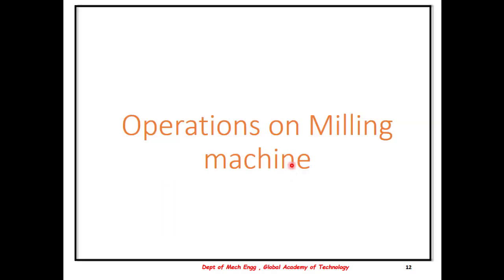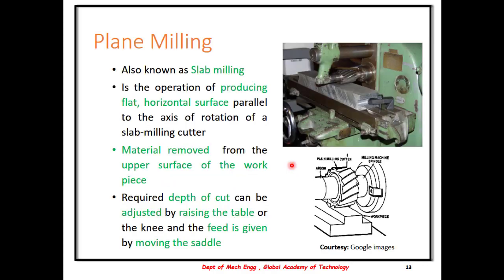Now let us look at the various operations done on the milling machine. The first one is plane milling. It is also known as slab milling. It is basically an operation of producing a flat horizontal surface parallel to the axis of rotation of the cutter. The material is removed from the upper surface of the workpiece. The required depth of cut can be adjusted by raising the table or the knee, and the feed is given by moving the saddle.